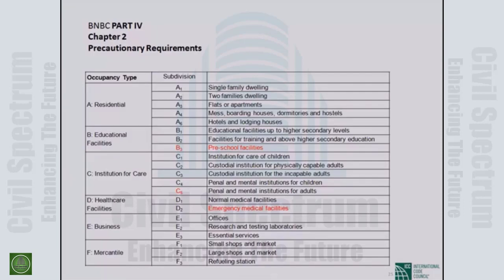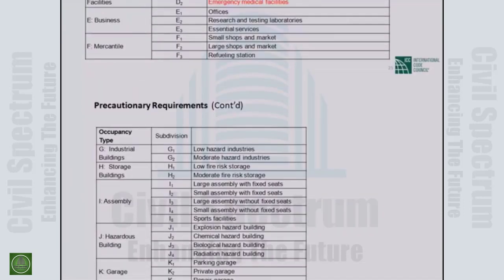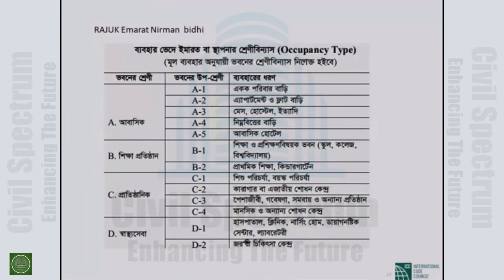Before going into a little more detail, I would like to show the RAJUK Bidhimala also, just for your understanding. Sastho Seva D is D1, which is a hospital, clinic, nursing home, diagnostic center, and laboratory. The D2 is the emergency medical facility center.